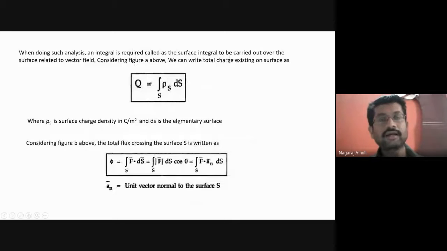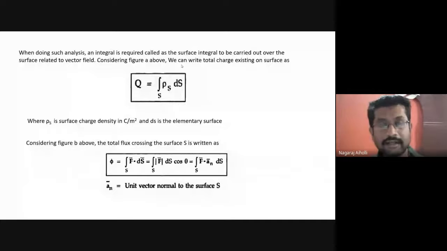If we are doing such analysis in electromagnetic field theory, then we go for what is called the surface integral. That is, the integral with respect to a surface is carried out on the vector field which is related to the surface.